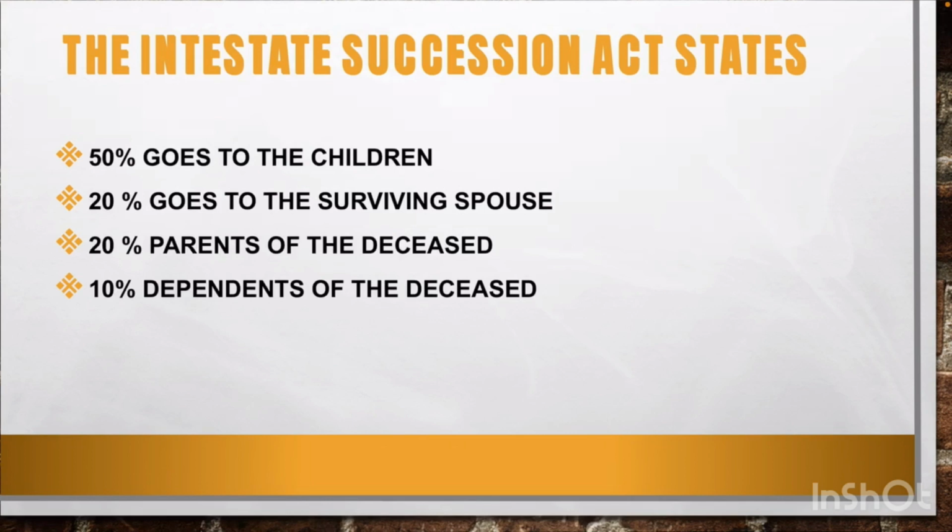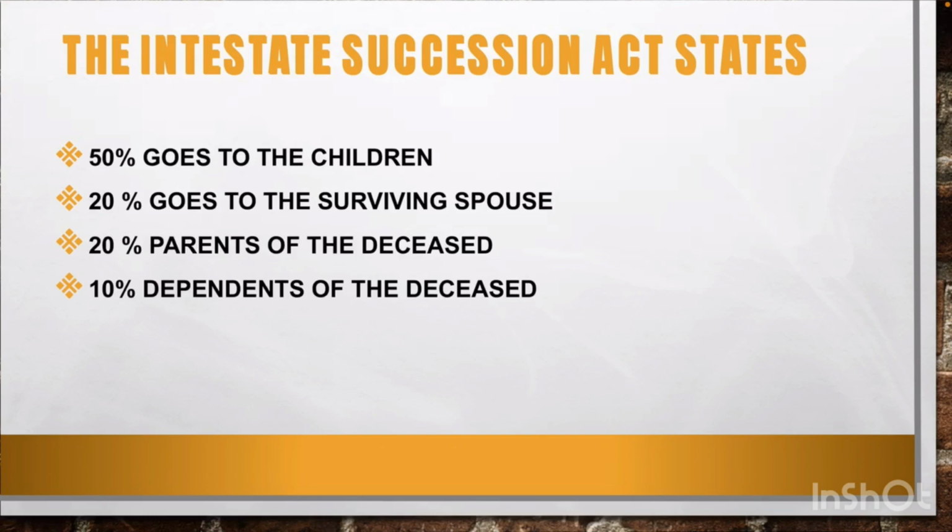So in case the deceased left no children, the 50% will be given to the surviving spouse. If there are no parents, the 20% will be given to the children, not the spouse. If there are no dependents, the 10% will be given to the children, and they will have 60%. But if there is no spouse, 20% will be for the parents.